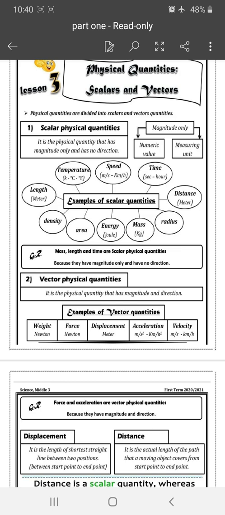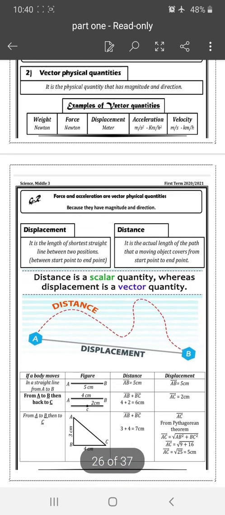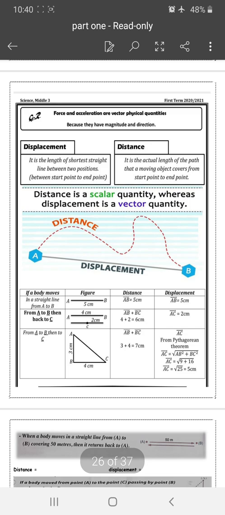Number 2, force. Force is considered a vector because if you act by force on an object to move it forward or backward, or you can move it upward or downward, now you have direction, right? If you need direction, you describe this physical quantity as a vector. So force is considered a vector, and also displacement and acceleration and velocity. So force and acceleration are vector physical quantities. Why? Because they have magnitude only or direction? No, you can say that because they have magnitude and direction.